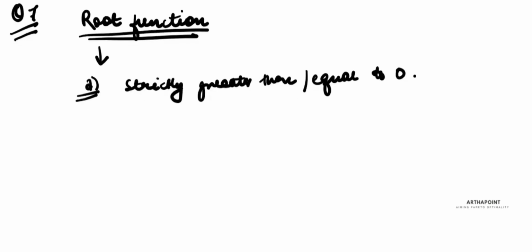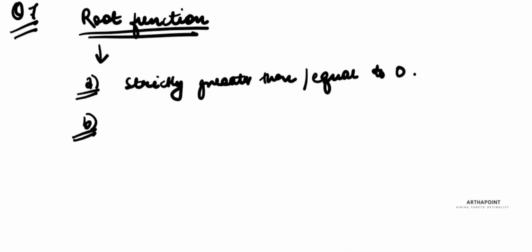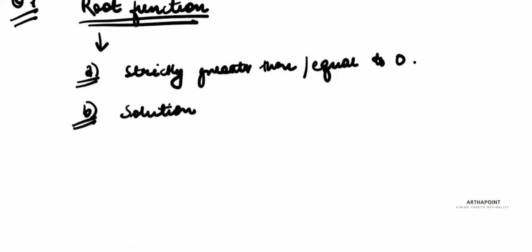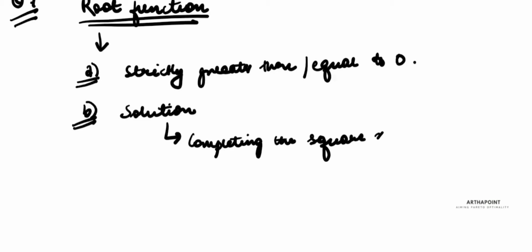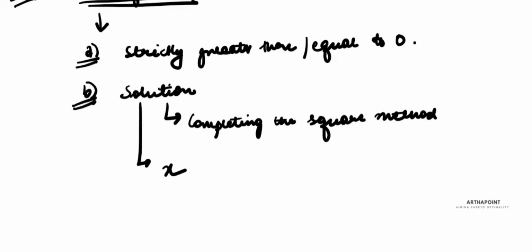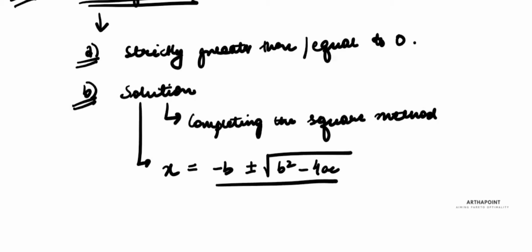The second most important thing that we have to consider here is I should know how to find the solution of a quadratic, because that is something which I'm going to use many times. Now, one way to find the solution is to use the completing the square method, which I find very useful, by the way, a lot of times. Otherwise, the other most often used method is simply to find the value of x using this formula, x = (-b ± √(b² - 4ac)) / 2a.